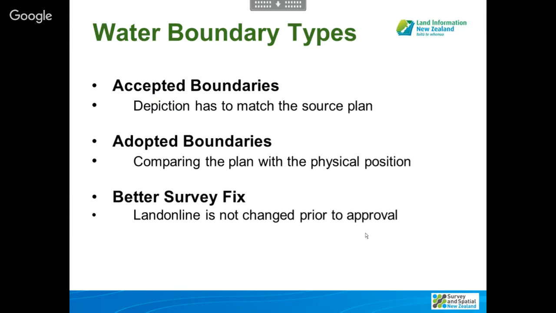Adopted boundaries is necessary to determine if the depiction on the source plan again matches the current position of the water boundary, and also comparing with the physical position, can it be adopted? And better survey fix, I don't particularly want to get into what this means, but this is one instance where Landonline doesn't necessarily need to be changed prior to approval because the new data set is showing us the better fix. There is no value, there's no point, it's actually not right to change Landonline prior to approval because the validation staff need to see the change between old and new.